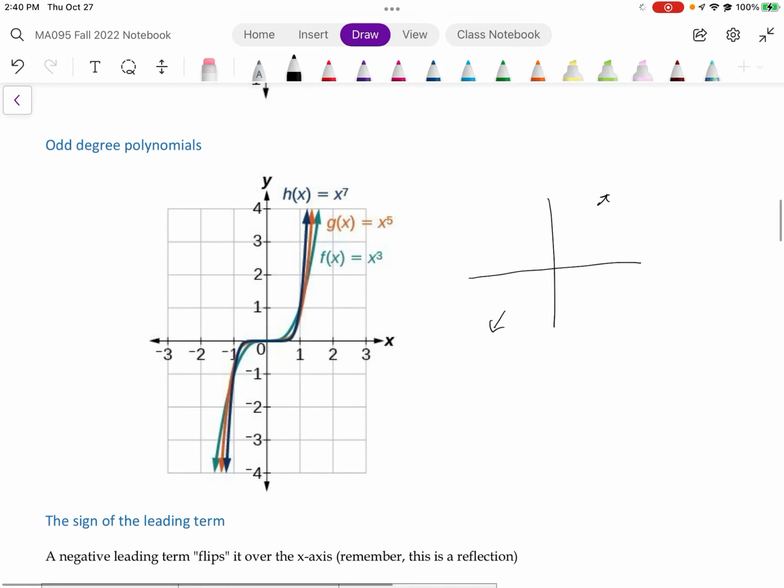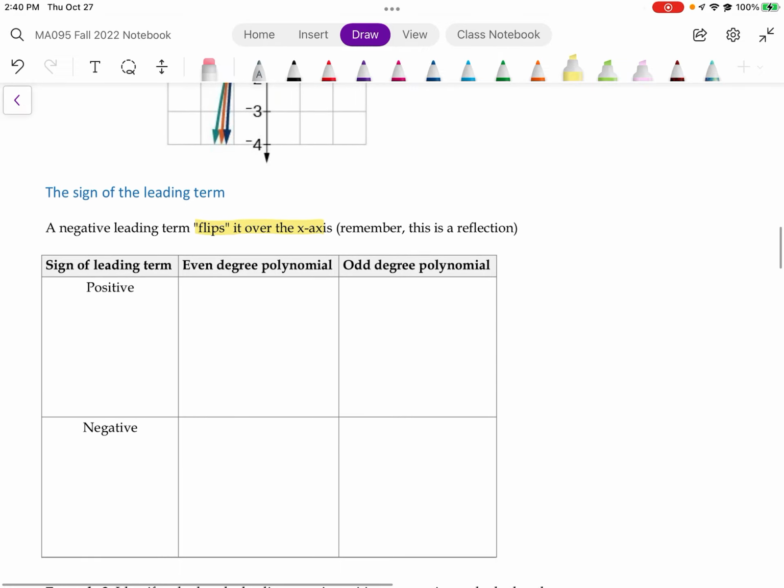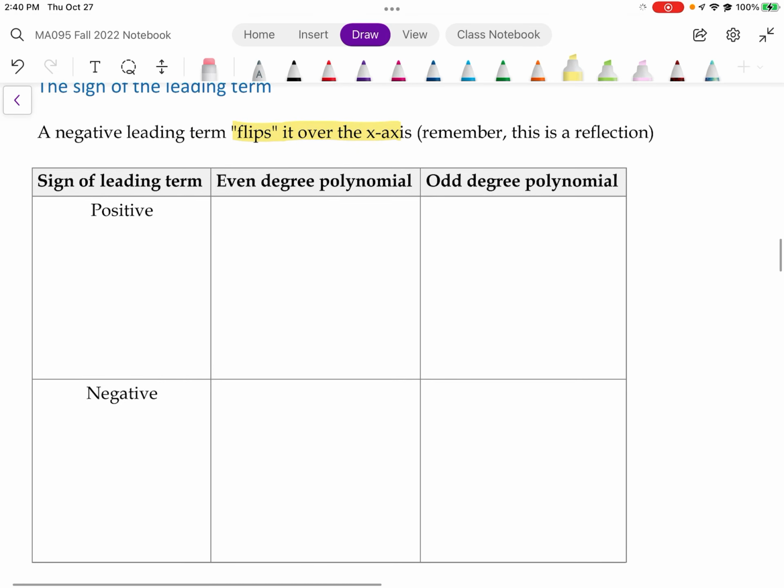All right, now what if the sign, the original number, had a negative in front of it? So like what if this right here was a negative x cubed? What would happen? Well, it's going to flip over the x-axis. It reflects. Now think back to transformations, and it's going to reflect and flip over the other way. So let's talk about what these are all going to look like. A negative leading term is going to flip it over.